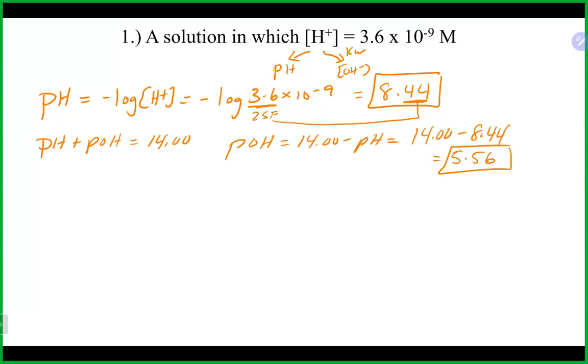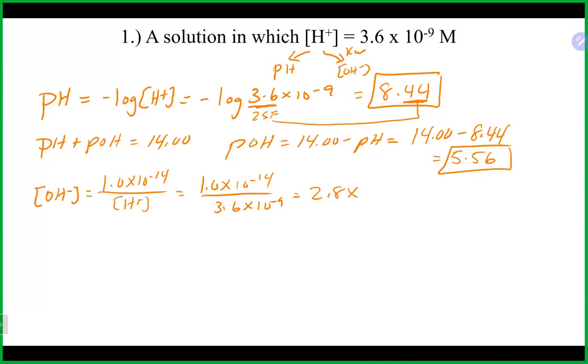Now, at this point, you also have a couple of options. You can go back to Kw like we did before if you wanted to. So the OH minus concentration will equal 1 times 10 to the minus 14 divided by the H plus concentration, which would be 1 times 10 to the minus 14 divided by our 3.6 times 10 to the minus 9. If you do that, it'll get you probably 2.8 times 10 to the minus 6 molar.